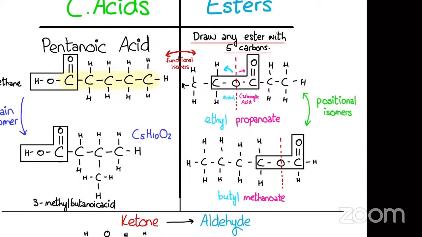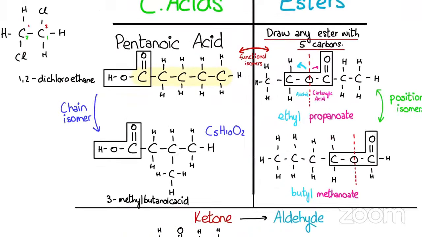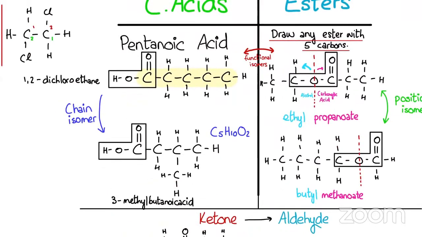Ethyl propanoate and butyl methanoate are functional isomers of pentanoic acid. The reason that we added this 3-methyl-butanoic acid is because ethyl propanoate and butyl methanoate are also functional isomers of this one here. It's still a carboxylic acid with 5 carbons, 10 hydrogens, 2 oxygens. It's just that this one has a branch.